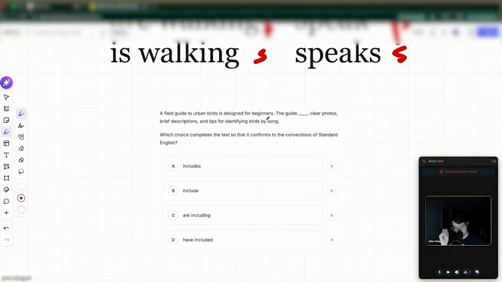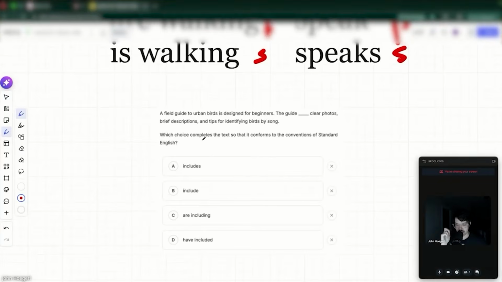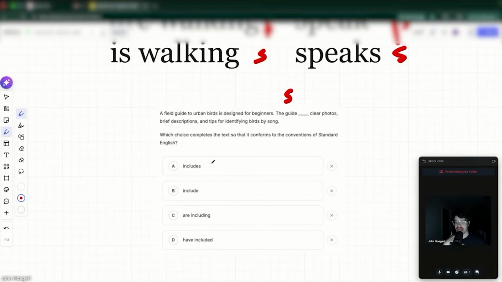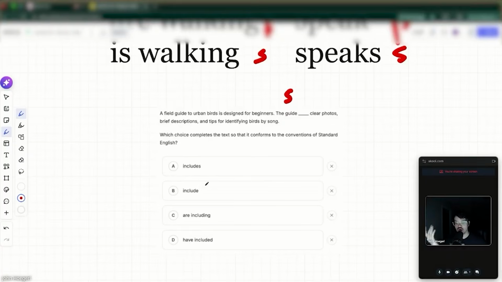"A field guide to urban birds is designed for beginners. The guide blank clear photos," and some other stuff it says. Okay, so the guide, that would be a singular thing. It does not end in S, and we can also just think to ourselves there's only one guide that's really being talked about. Looking at these options, which one could we pick? Literally the only one could be A, because that's the only singular verb, with an S.